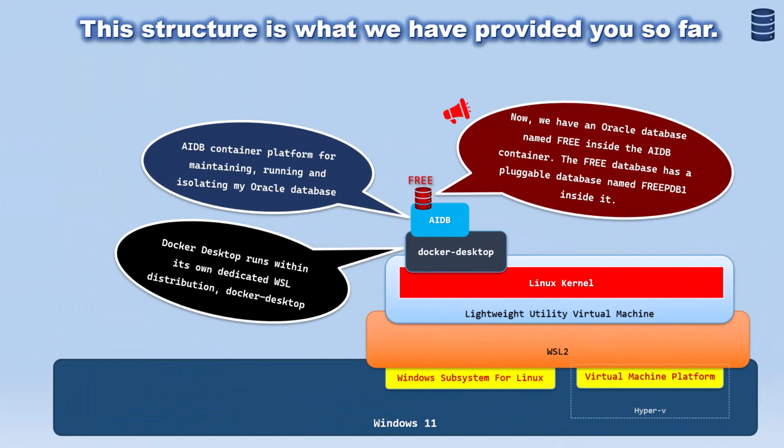Now, we have an Oracle database named free inside the AIDB container. The free database has a pluggable database named FREEPDB1 inside it. AIDB container is the platform for maintaining, running, and isolating my Oracle database. Docker Desktop runs within its own dedicated WSL distribution, docker-desktop.